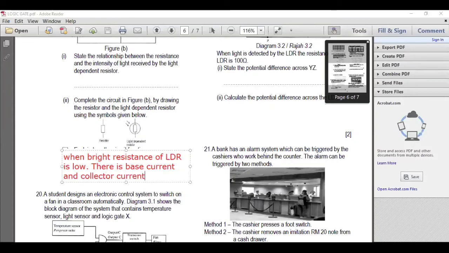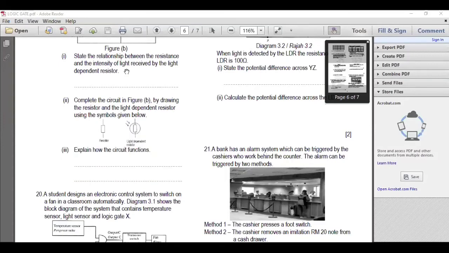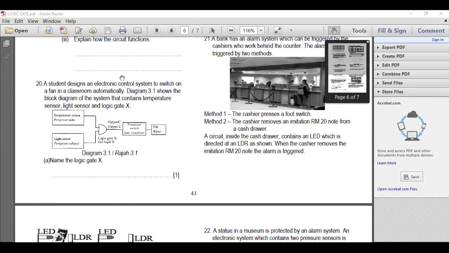Okay, so very simple. For a transistor, if they ask why it is on, you must have the keywords: got base current, got collector current. Get 2 marks already. Okay, this one is a more passive question.